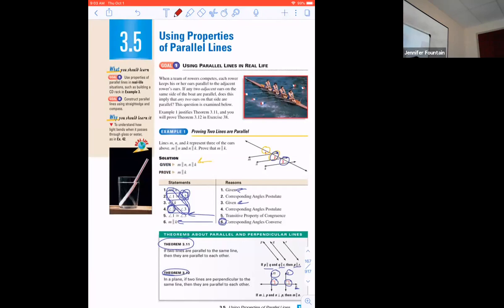3.5 starts out with a proof, but again, it's the kind of thing where proofs are basically taking all of these understandings of relationships of angles and things like that, putting them into a reason of how I can get from one thing to another.